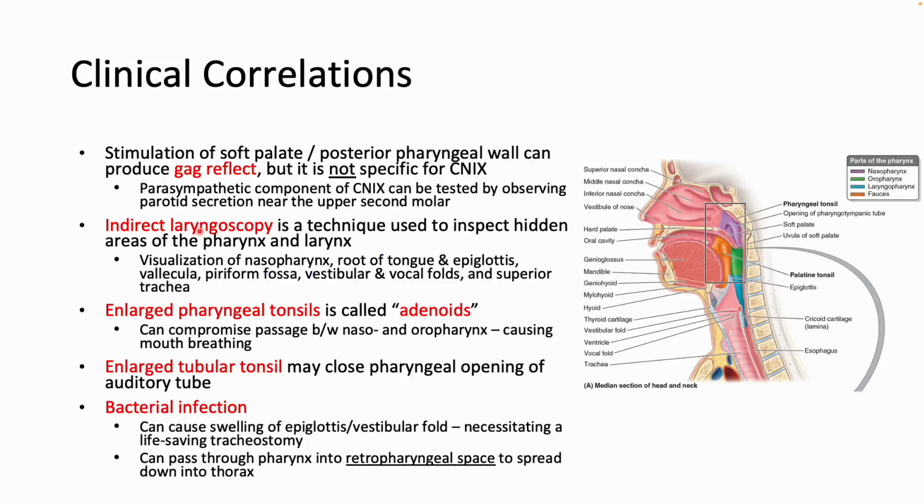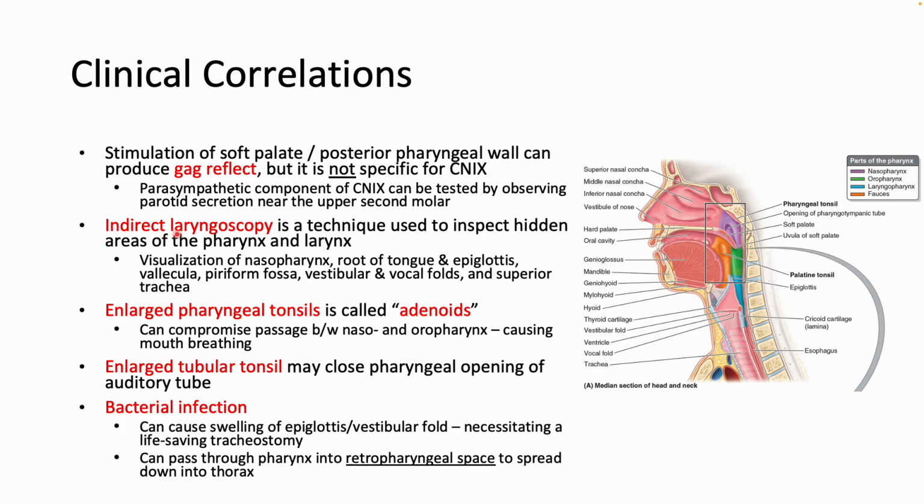And so to end the video, let's look at some clinical correlations. There are a lot of clinical correlations, but they're smaller ones, so there's no really big ones. So the stimulation of the soft palate or the posterior pharyngeal wall, you can achieve a gag reflex. But this is not just specific for the glossopharyngeal. And so parasympathetic components of glossopharyngeal can be tested by observing parotid secretion levels near the upper second molar.